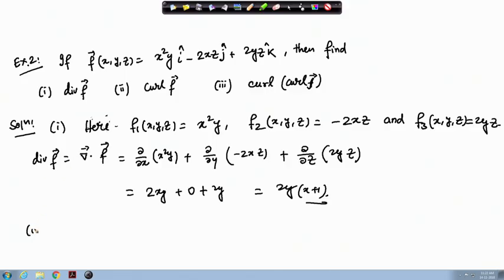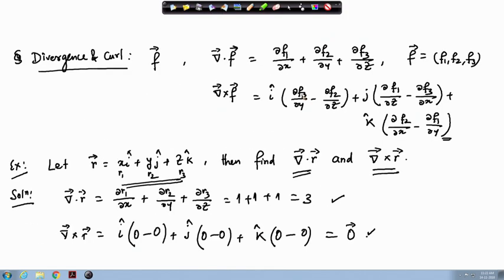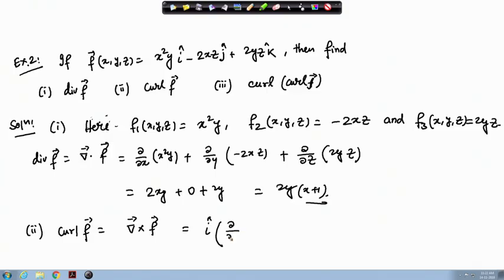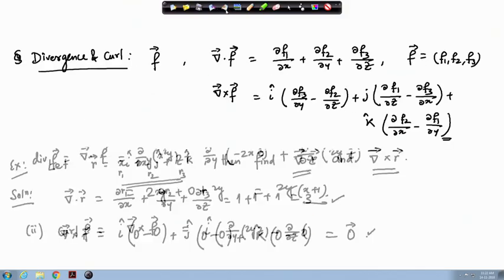Now, we can calculate the curl of f. So, curl of f, I can write it as nabla cross f. I prefer to write in terms of these operators instead of writing in words. Now, we have i times, let us go back to the formula, del f3 del y minus del f2 del z. So, del f3 del y. What is our f3? f3 is 2 y z, minus del z of, in the formula, del f2 del z. What is our f2?